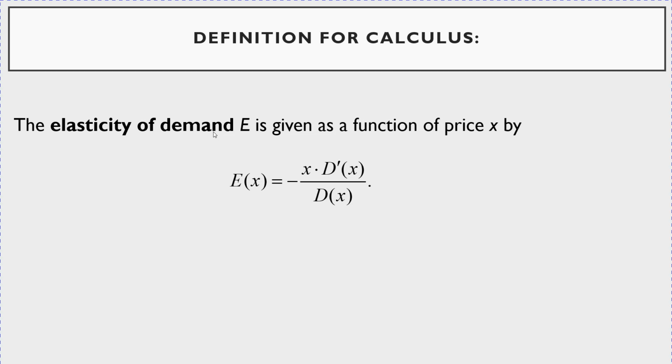This lecture continues in section 2.7, where we're now going to talk about the elasticity of demand as it relates to calculus. How we're going to solve it and find the elasticity of demand for some situation in our calculus class. So it just goes like this: the elasticity of demand E is given as a function. It's going to be some function of the variable x, where x is the price of the item.